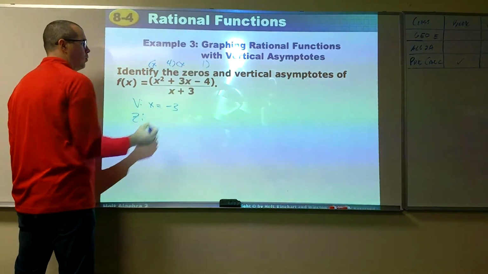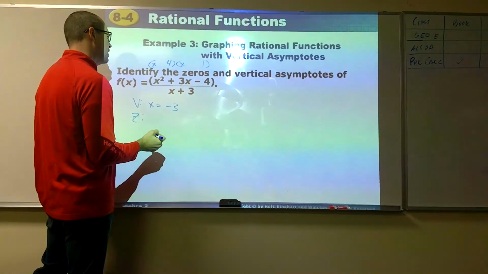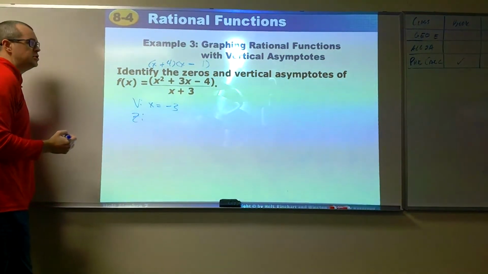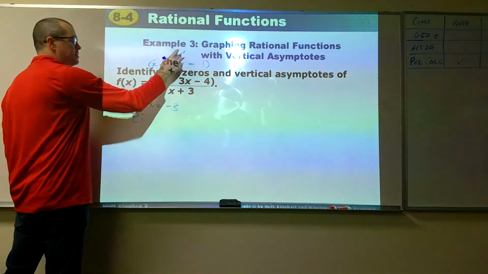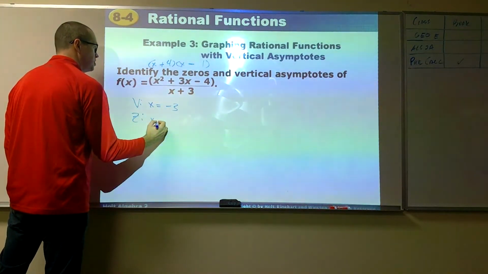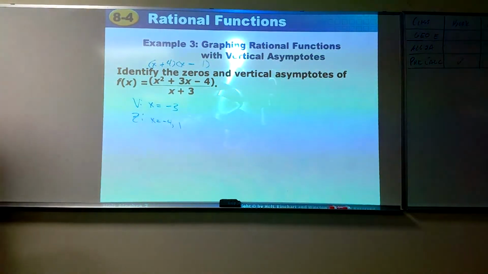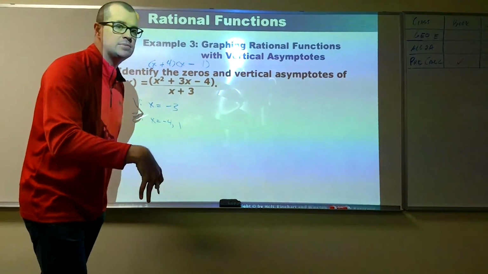That's going to be 4 and 1. And then I've got to think here, that's going to be plus 4 minus 1. So your zeros are what makes the top 0. So your zeros would be negative 4 and positive 1. That's all we're doing. Vertical asymptotes, what makes the bottom 0.